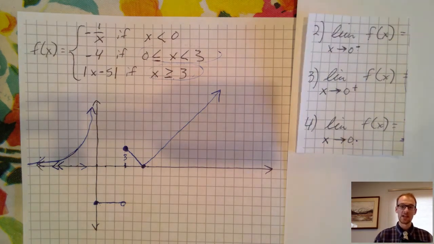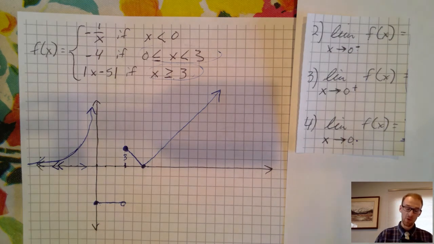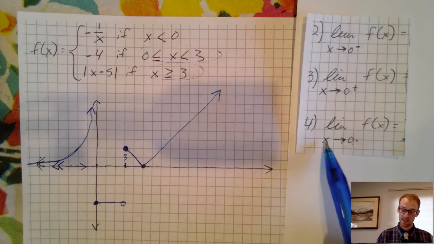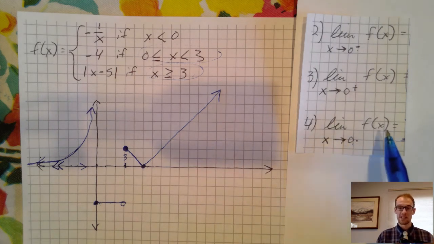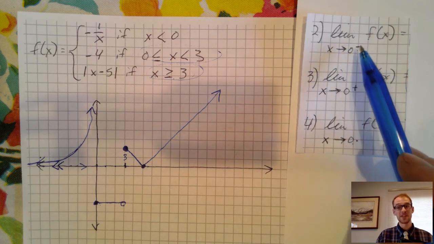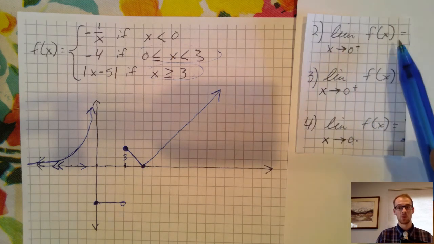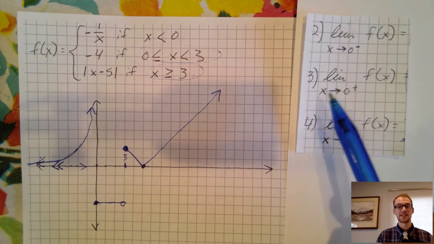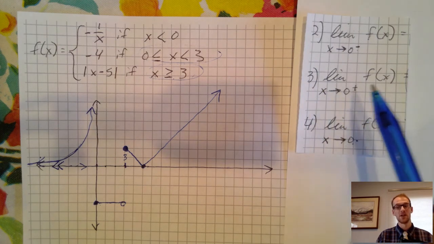2 and 3, those are one-sided limits. Number 4 is a normal limit like what we've been doing all along. Okay, number 4 is asking, as x approaches 0, what is y doing? Number 2 is asking, as x approaches 0 from the negative side, what is y doing? And number 3 is asking, as x approaches 0 from the positive side, what is y doing?